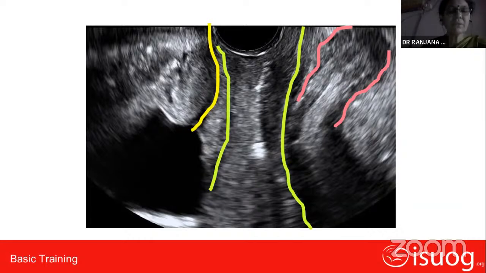The upper part of the screen is showing the cervix and the urethra, and the lower part of the screen is showing the rectum, bladder, and fundus. So all the inferior structures are seen in the upper part. All the superior structures are seen in the lower part.